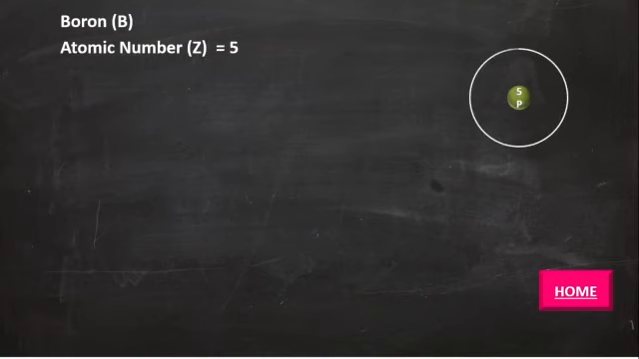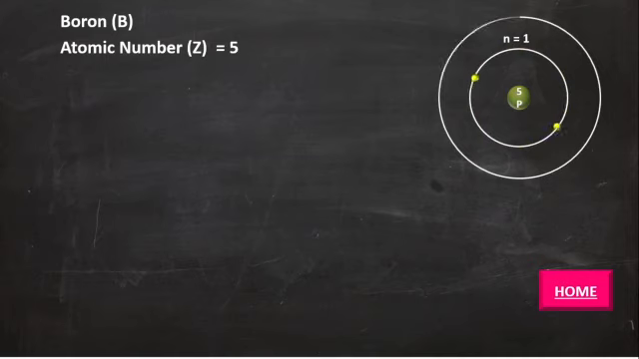Next, boron. Atomic number Z equal to 5. 5 protons are there, 5 electrons, 2 are in the first orbit and 3 electrons are revolving around the nucleus in the second orbit. Now I am going to fill these electrons in the orbitals.